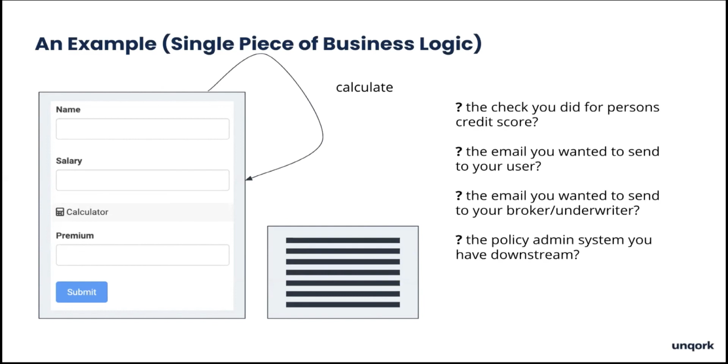But the reality is, once you've built that, there's of course a myriad of other things you need to build. Like you need to check the credit score for somebody potentially, or you need to send an email to a user, or to another party, like a broker or an underwriter who needs to come and review something, or you need a policy, or you need admin systems. You have many people that are going to use this form, and you need an administration screen to manage all of that.